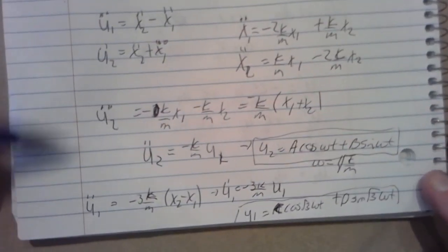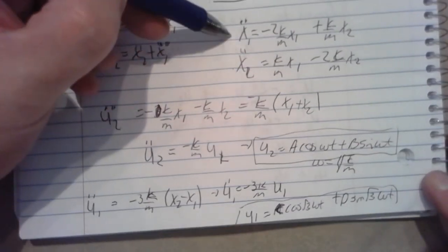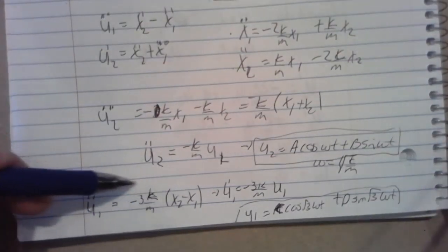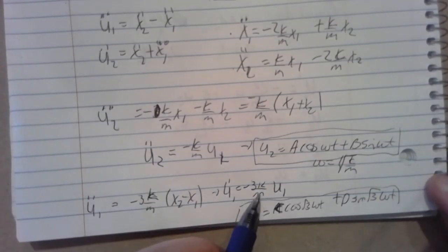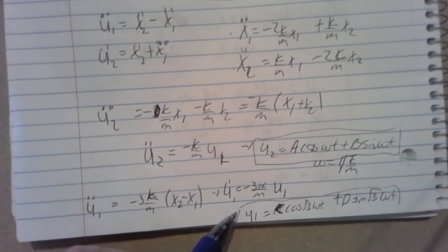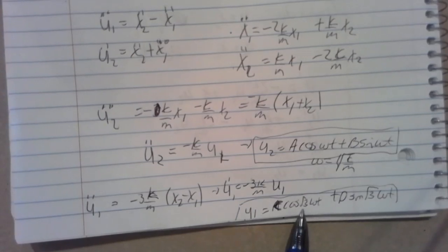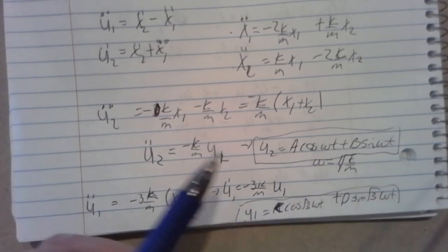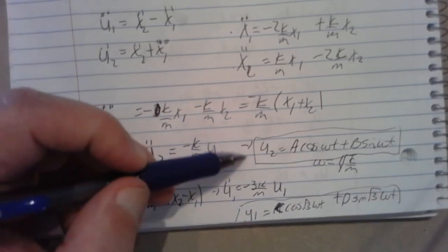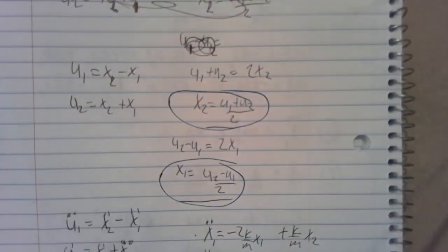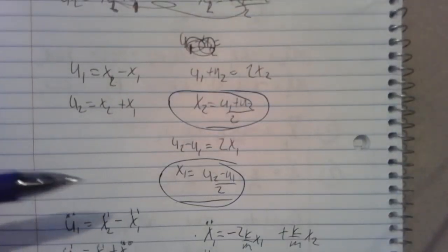u1 double dot we get from subtracting these, this guy minus that guy. Check the details on your own. You get this, negative 3k over m times u1. Same idea, only now we get a different frequency. We get an extra square root of 3 in here, where omega is still the square root of k over m. So this is my general solution. I could go back now using these equations, if I wanted to, and solve for x1 and x2. I really don't, because it's just a bunch of writing. What I really care about are these normal modes.